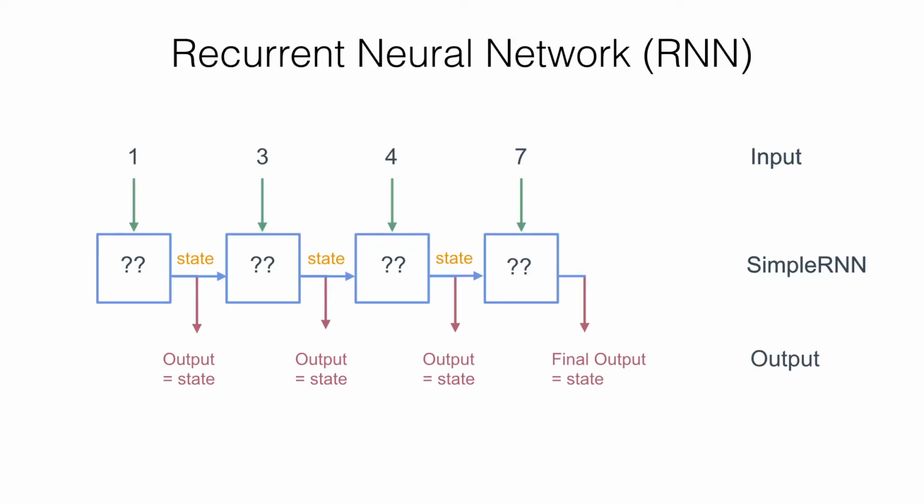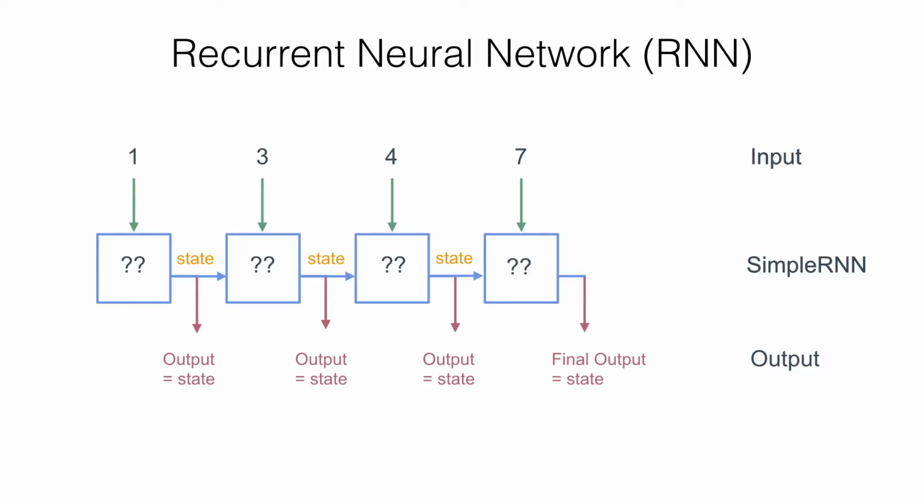Now, what happens inside of these recursive neural networks is different depending on the type that you use. So in Keras, you'll have a simple recursive neural network, you'll have an LSTM, and you'll also have a GRU. Those tend to be the most common neural networks that you'll see in the wild. So let's start with the simple recursive neural network.